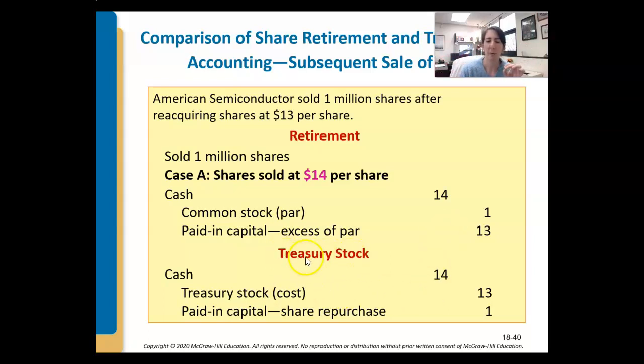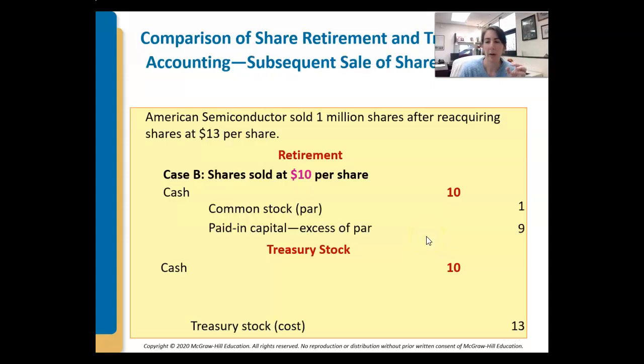However, if we were to repurchase treasury stock, the treasury stock was on our books at 13, and if we reissued them for 14, then we'd have a debit to cash for the 14, treasury stock coming off the books at 13, and we'd have paid in capital share repurchase. We're hitting that account again for the one that we made out on, because we sold it for 14 when we put it back on our books at 13.